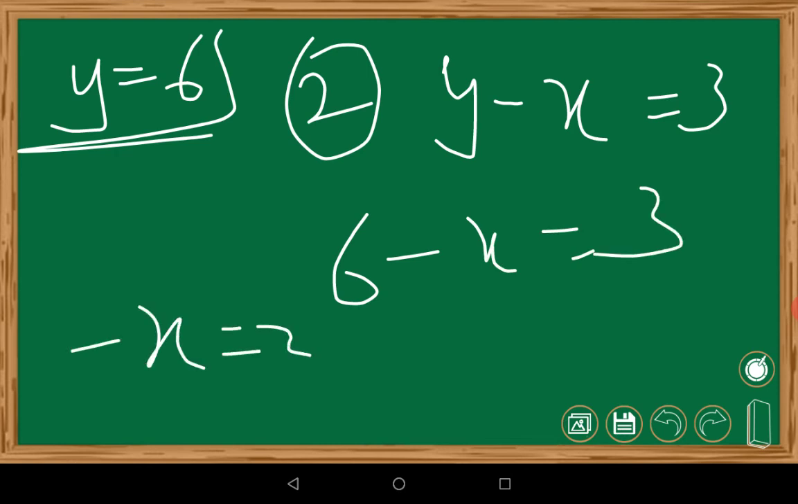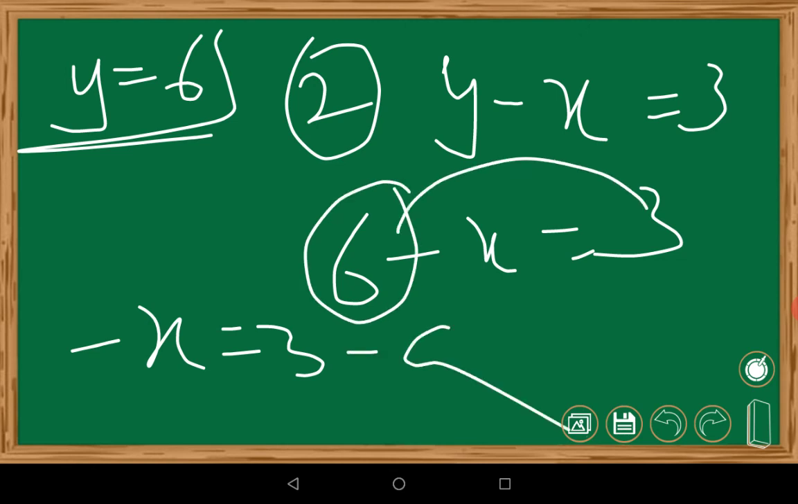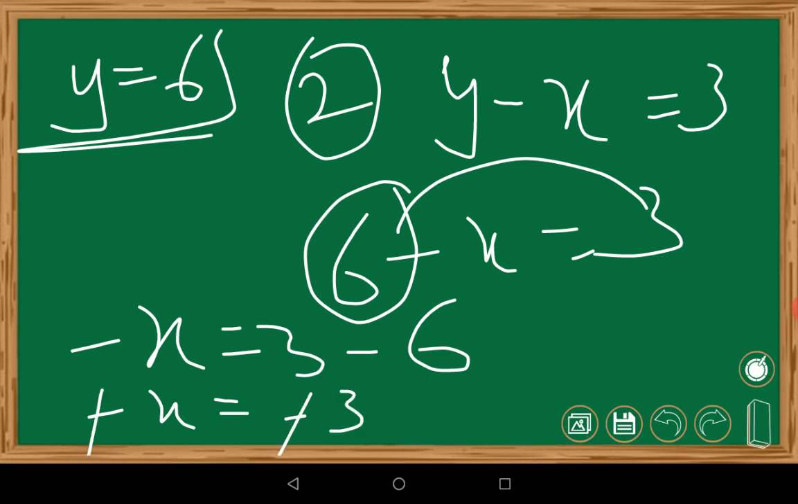If this 6 goes that side, positive 6, negative 6. Sorry, negative 6. So what will happen? Minus x is equal to minus 3. So minus minus gets cancelled and x is equal to 3. Same thing you got, right? Now what is the number? x is equal to 3, y is equal to 6.